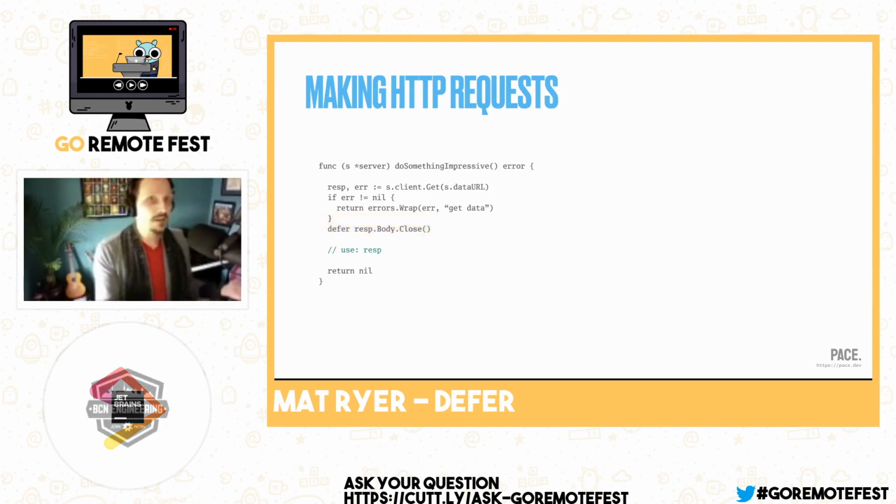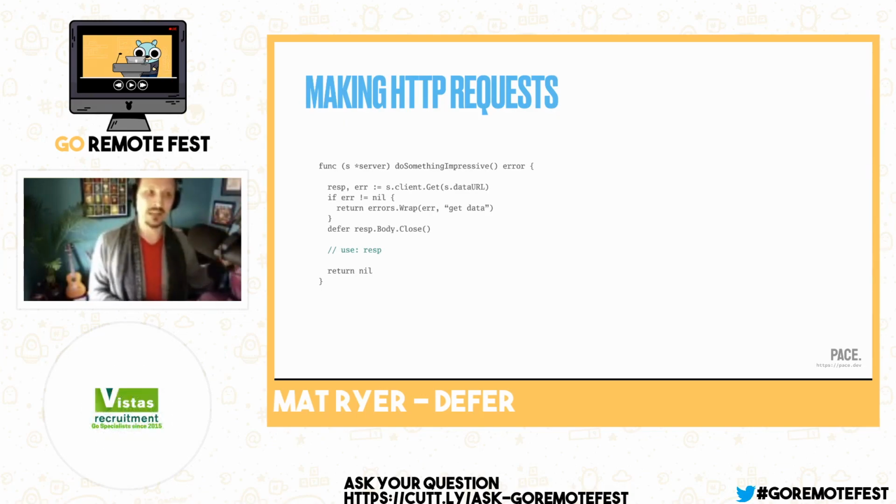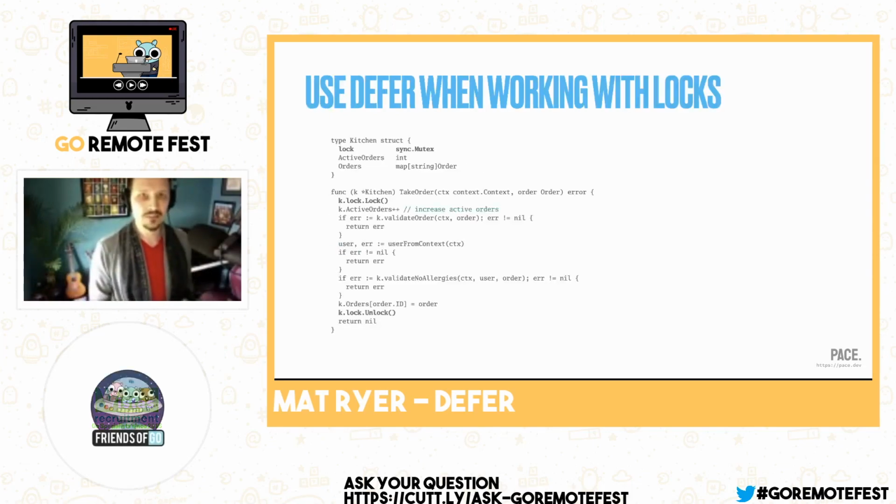Another time is when making HTTP requests. You have to close the response body when you make a request. It's quite easy to forget to do that, but it is something we have to do as the caller. And so it's nice to just immediately do it. So we open, we make the request, and then we immediately, as long as there's no errors, we defer the close of that body. We can then go on to use that body, and we know it's going to get closed however our function exits.